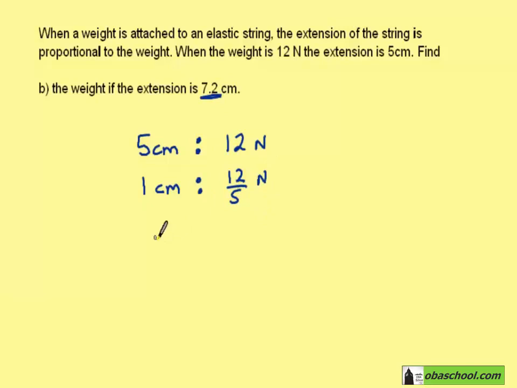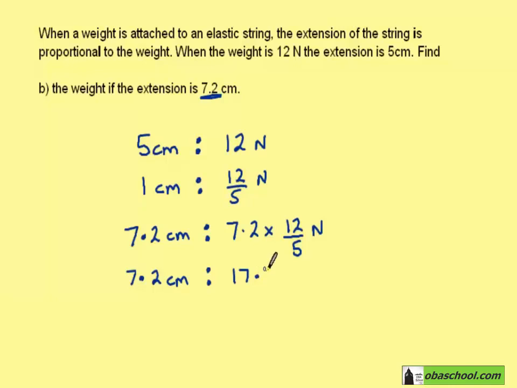We want 7.2 centimeters. 7.2 centimeters is going to be equivalent to 7.2 times 12 divided by 5 newtons. So we get that an extension of 7.2 centimeters can be produced by a weight of 17.28 newtons.